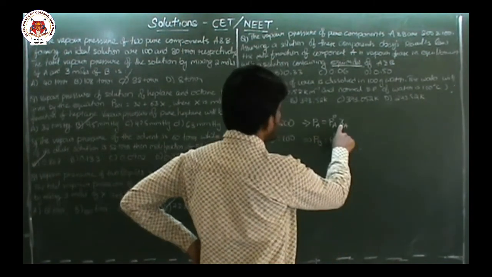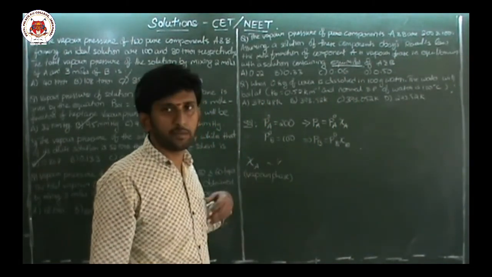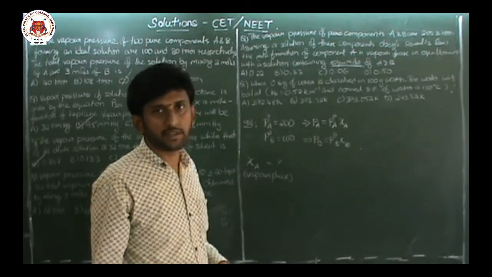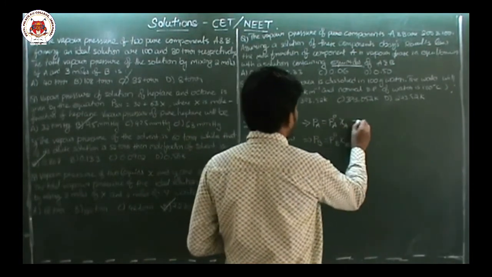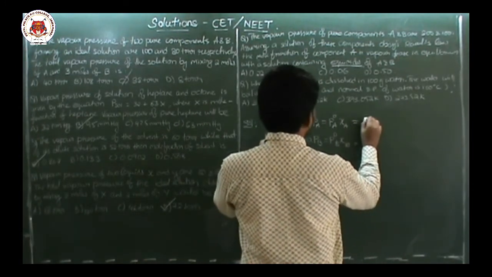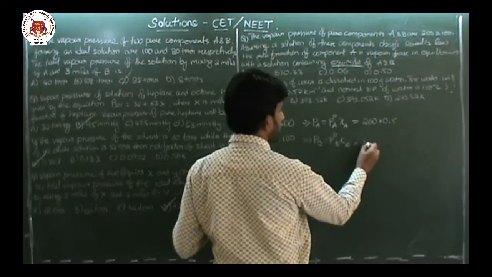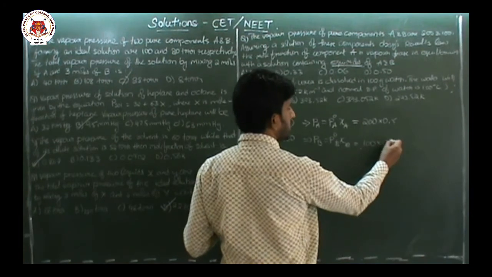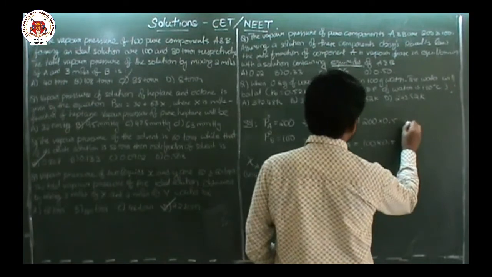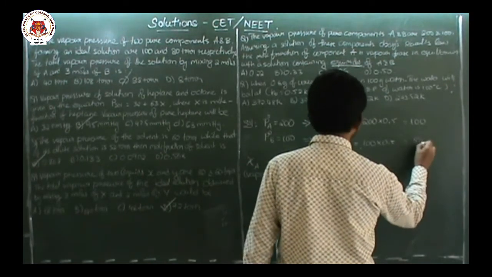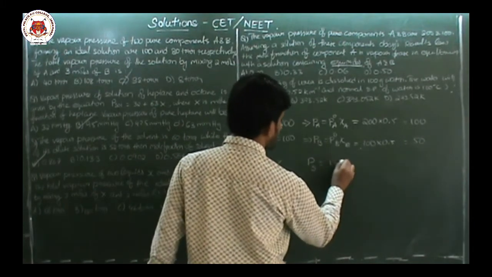What is XA and XB? They are saying equal moles. Equal moles means the sum of the mole fractions is 1, so mole fraction is 0.5 each. So the partial vapor pressure of A will be equal to 200 into 0.5, and similarly the partial pressure of B will be equal to 100 into 0.5. So this is 100, this is 50, this is 50. So what will be the total pressure of the solution? Total pressure of solution is 150.